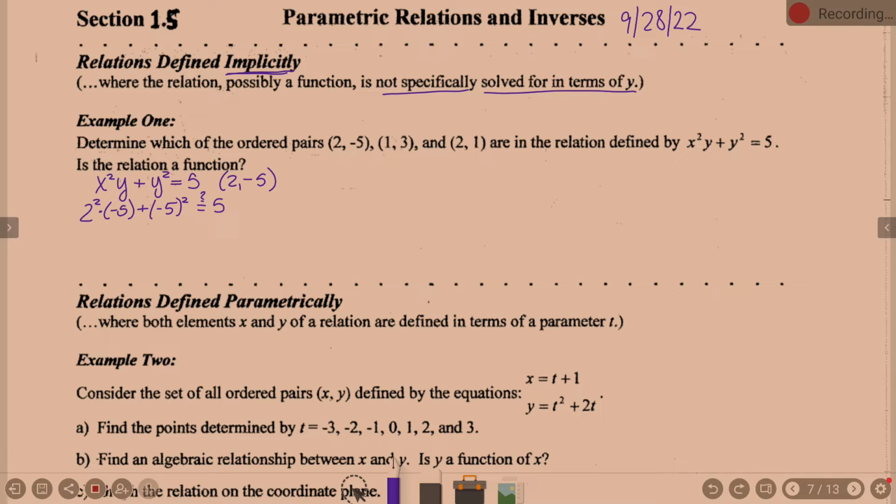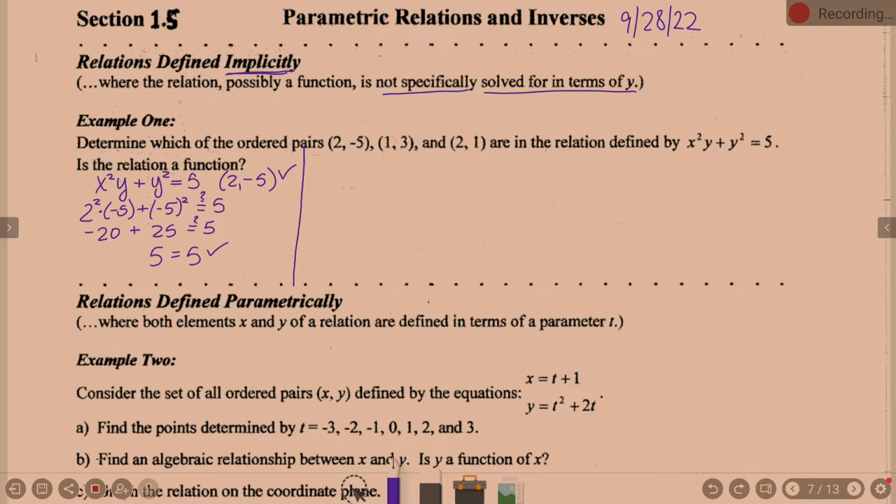So what do we end up with here? 2 squared times negative 5 is negative 20, plus negative 5 squared, 25. What do we know about negative 20 plus 25? It's 5. So what do we know about the ordered pair 2, negative 5? We don't know it's a function. We know it's in the relation. We know this ordered pair works for this equation that may or may not be a function. We haven't got to that.